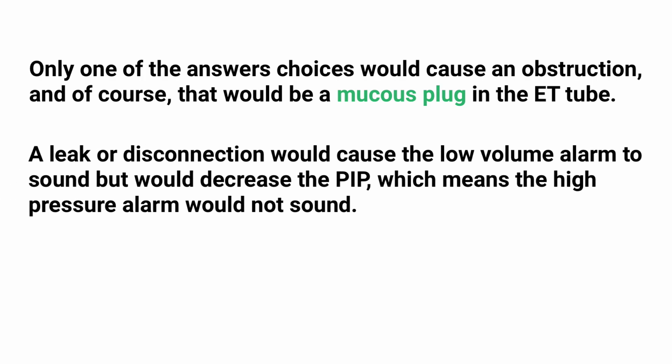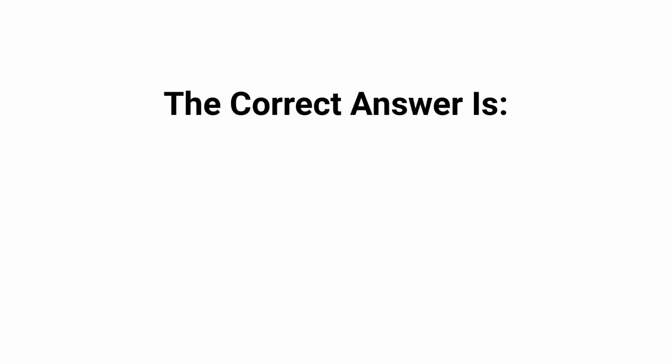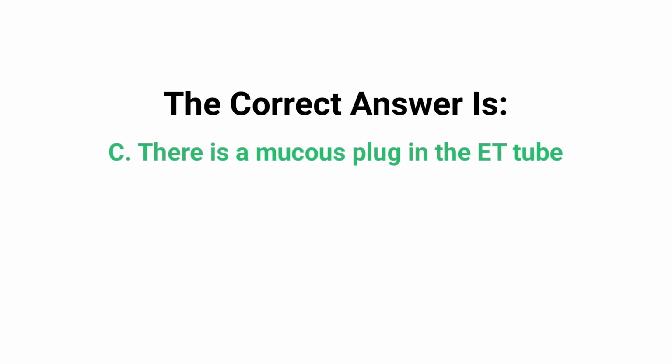A leak or disconnection would cause the low volume alarm to sound, but it would decrease the peak inspiratory pressure, which means that the high pressure alarm would not sound. And developing pneumonia would not cause any sudden alarms. So by using what we know about ventilator alarms, as well as the process of elimination, you know that the correct answer has to be C. There is a mucus plug in the ET tube.